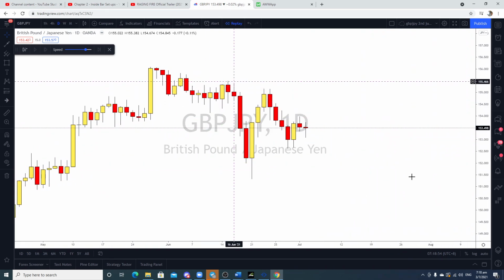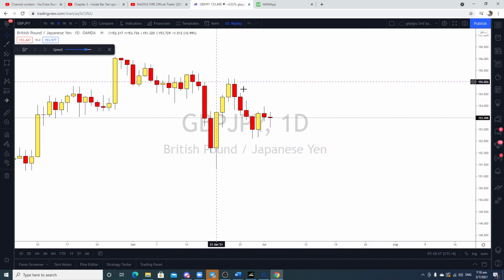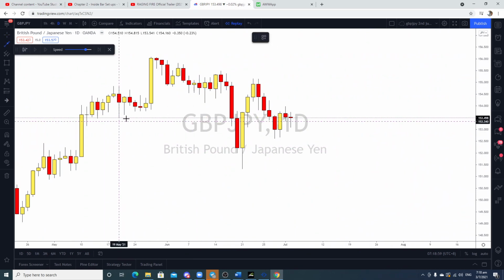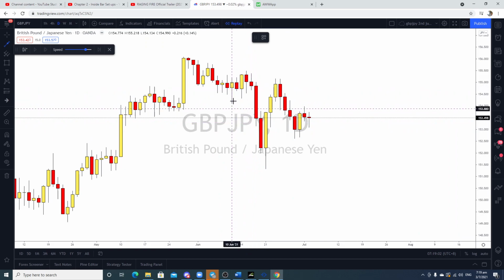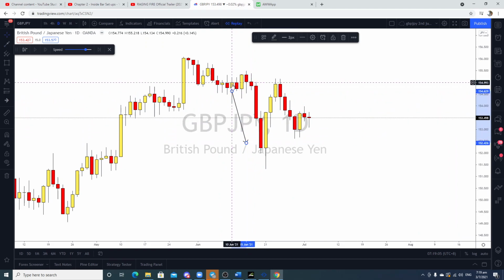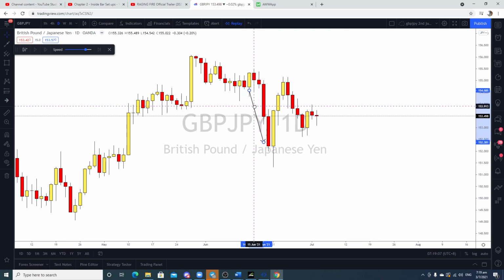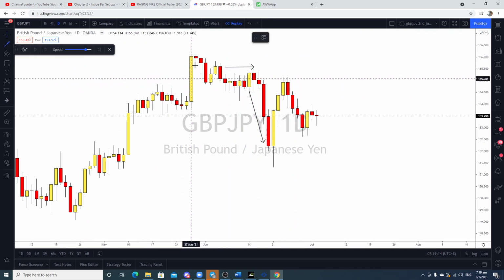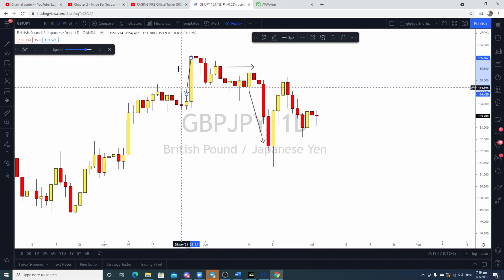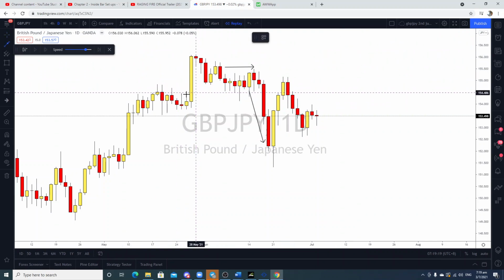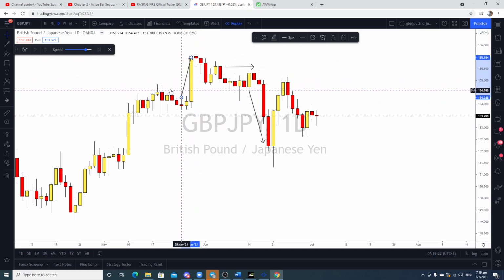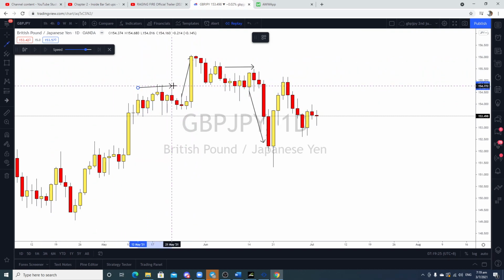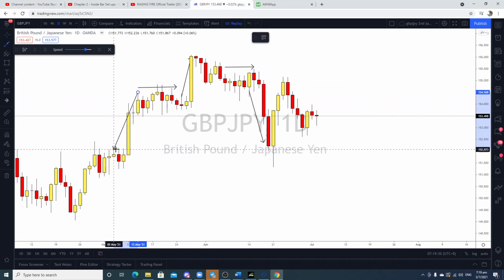Okay, we look from here. What information do we know? We know that there is a drop. Before this drop, what is the market doing? Base. Before this base, what is the market doing? Rally. Before this rally, what's the market doing? Base. Before this base, what's the market doing? Rally.